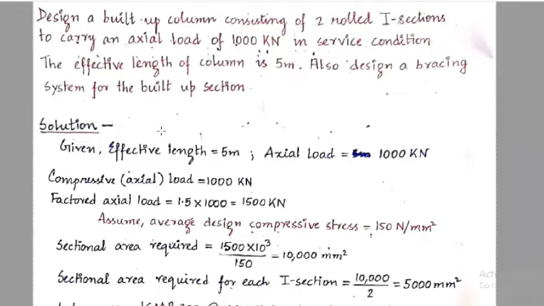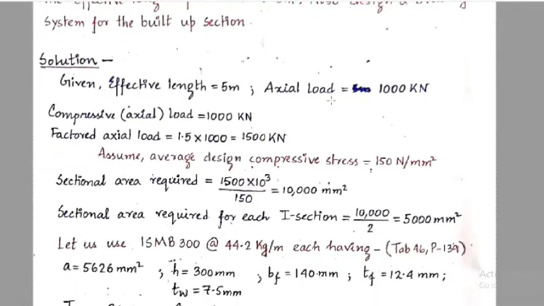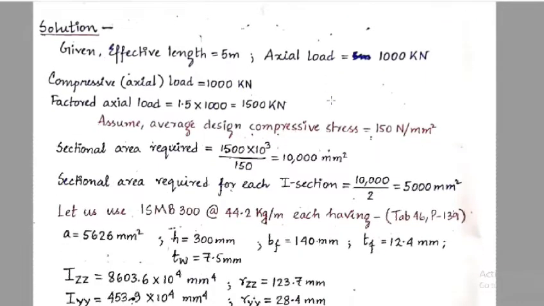Now, the built-up column is composed of 2 I sections, okay? It is already there, and an axial load of 1000 kilonewton is acting on this built-up column, which is in service condition. The effective length is also given, which is equal to 5 meters. Clear? Now, first what you have to do is collect all the data which is there in your problem. Effective length is given as 5 meters, axial load is given as 1000 kilonewton, right?